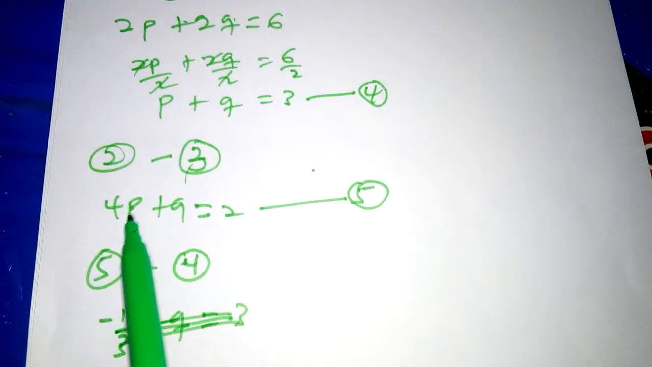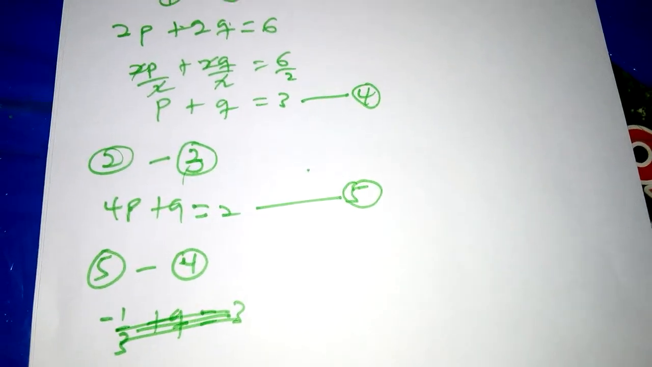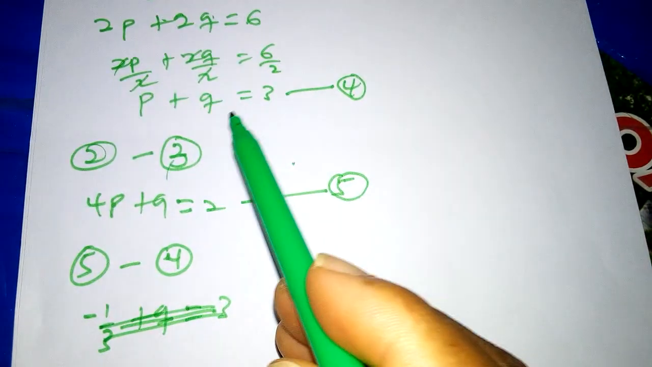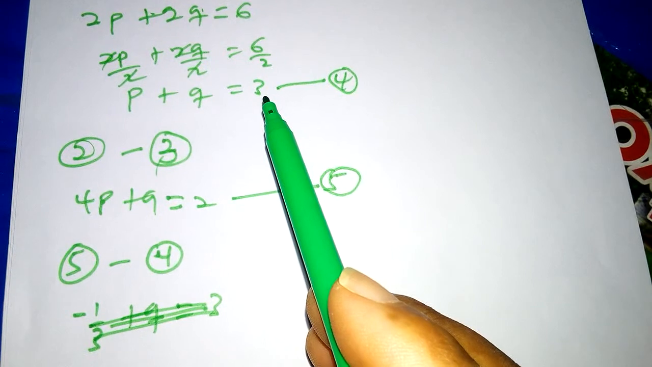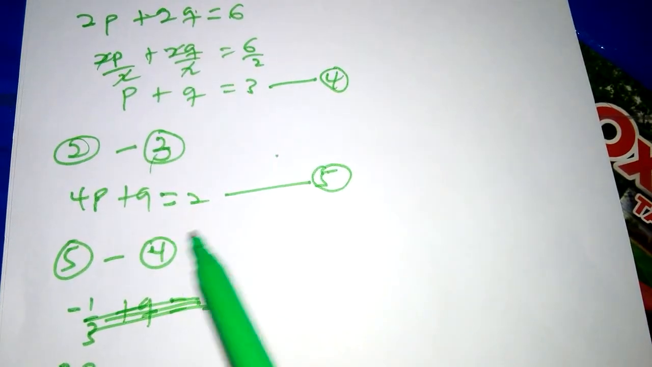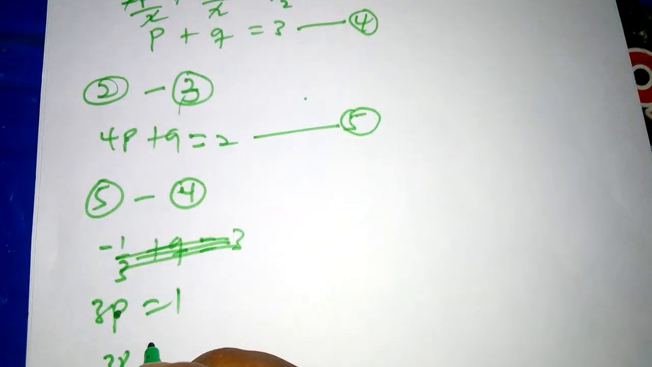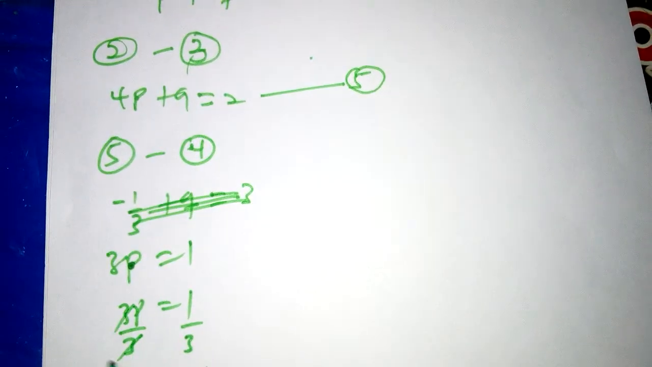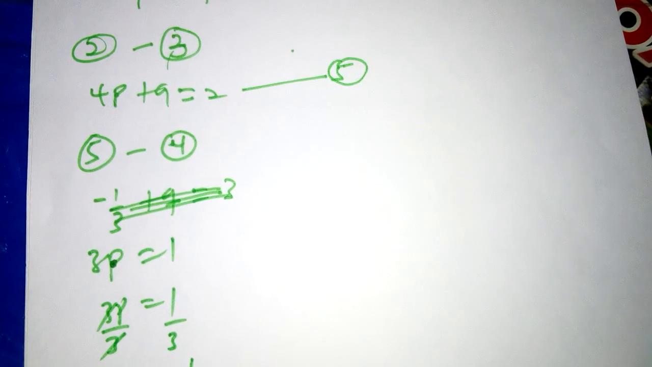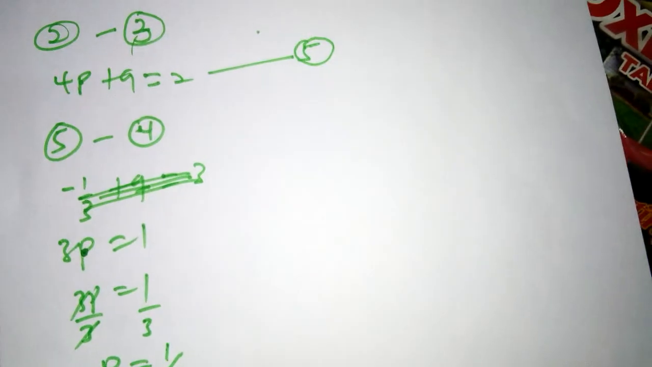So this is P. So 4P minus P will give me what? 3P. Yes, this is how it's supposed to be. Then Q minus Q will give me 0. Then on the right, I'll get 3 minus 2, which is equal to 1. Then 3P is equal to 1, so P equals what? 1 over 3. So I get the first value, which is P equals 1 over 3.